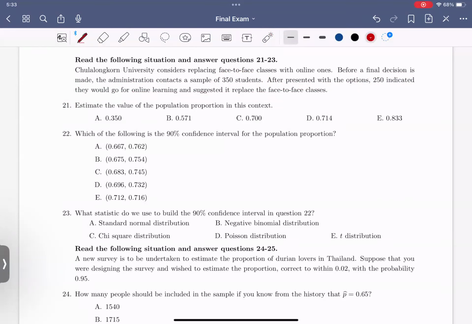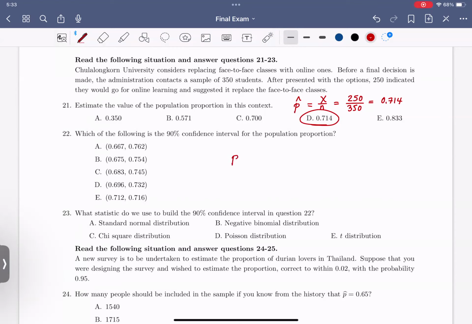So of course, the estimate of the population proportion in this context is going to be X over N. X here is the 250 students who say that they would go online, and the 350 is the total number in the sample. So if you do 250 over 350, that gives you the p hat, which is 0.714. So it's going to be choice D. And then the next one, question 22, which of the following is the 90% confidence interval for the population proportion P?